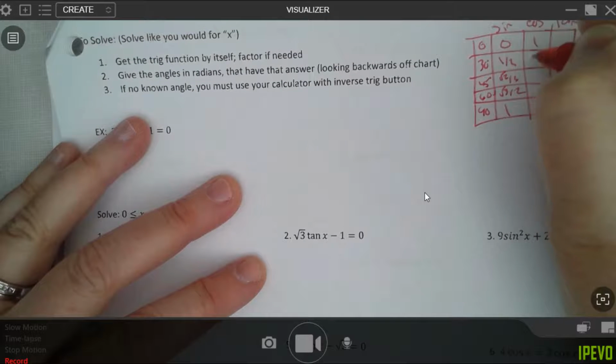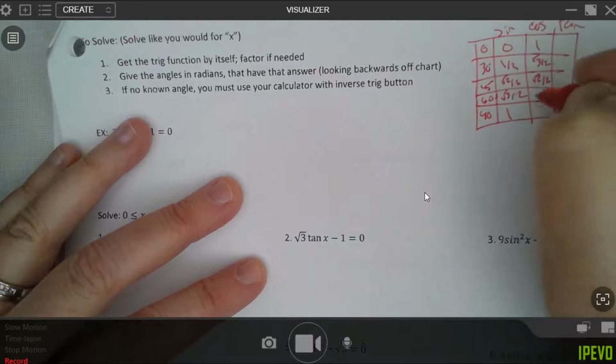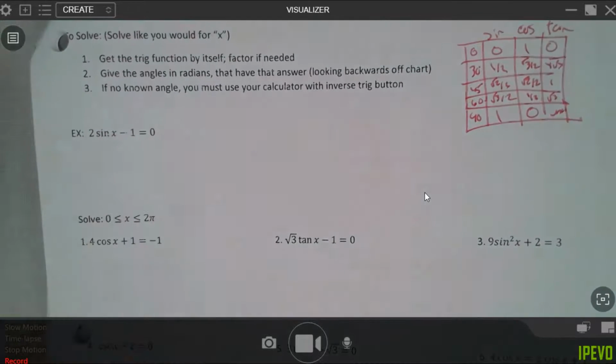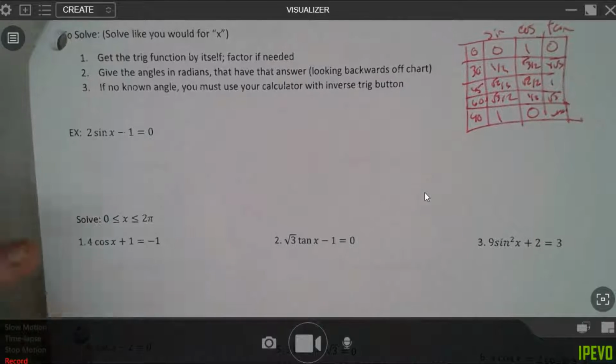And this one goes backwards. This is undefined. This is 0. This is 1 over radical 3, 1, and radical 3. All right, so yours will look better if you just get that.